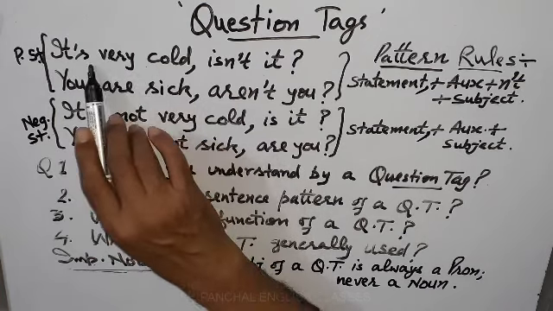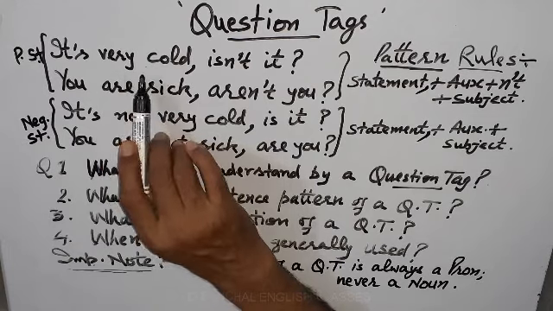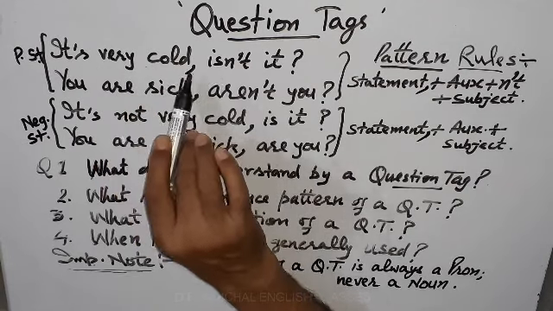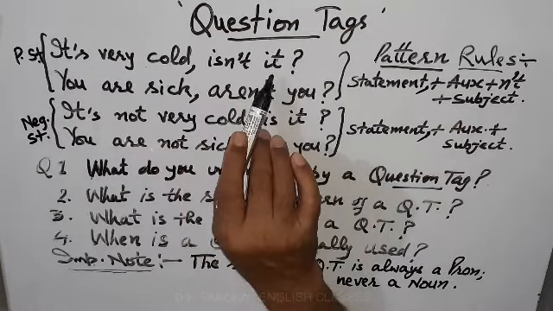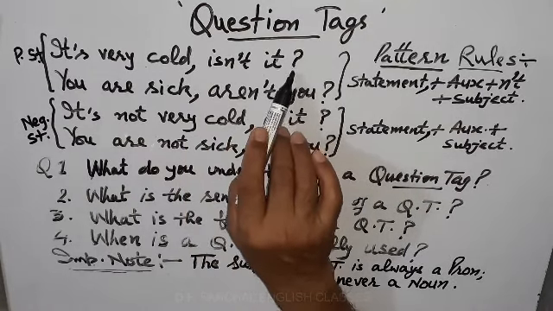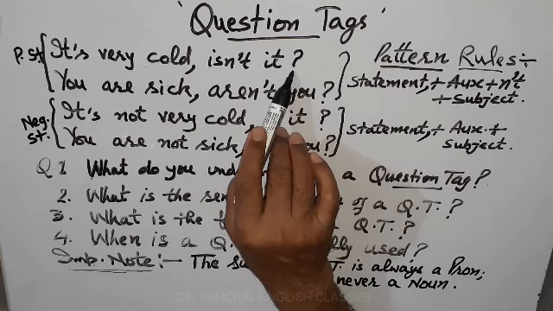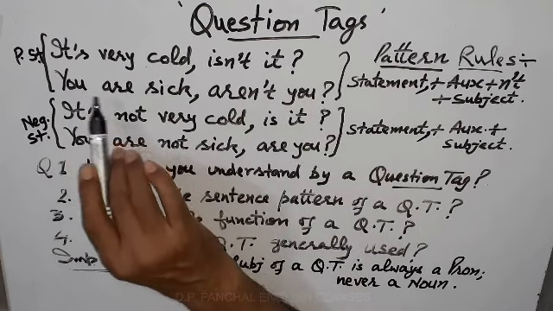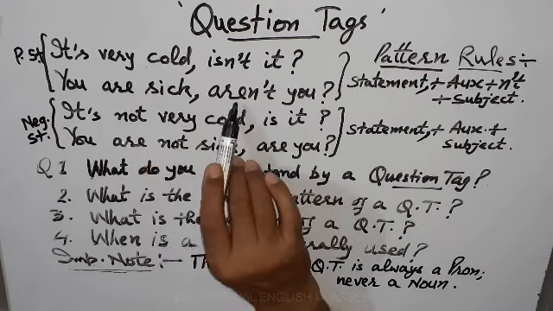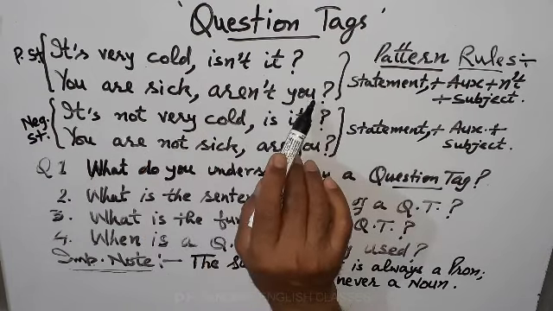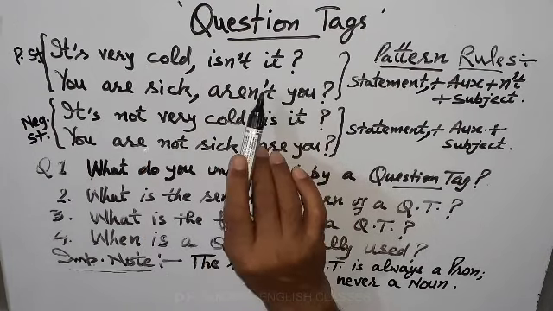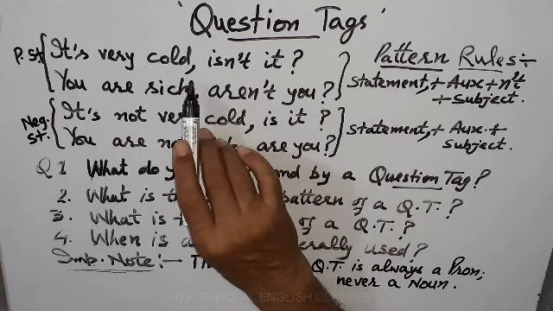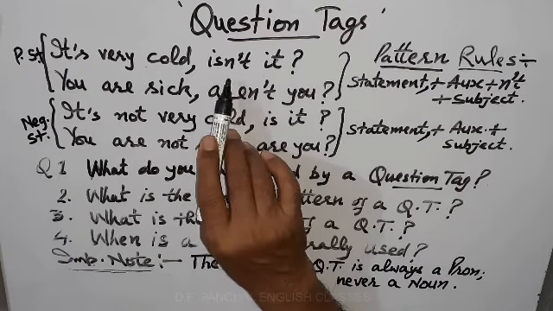Please read it carefully. Follow me carefully. It's very cold, comma, isn't it? There is a question mark, sign of interrogation. Next sentence, you are sick, aren't you? Aren't you? What are the special features, special things you come across during these sentences?